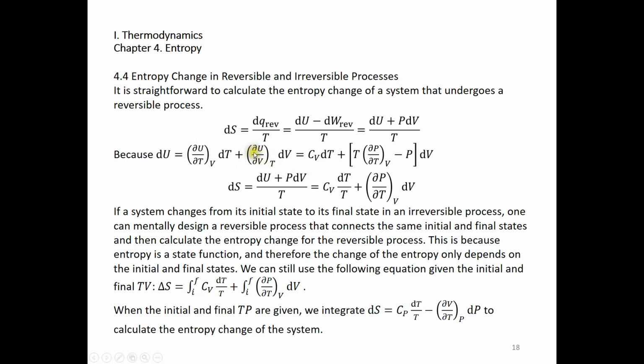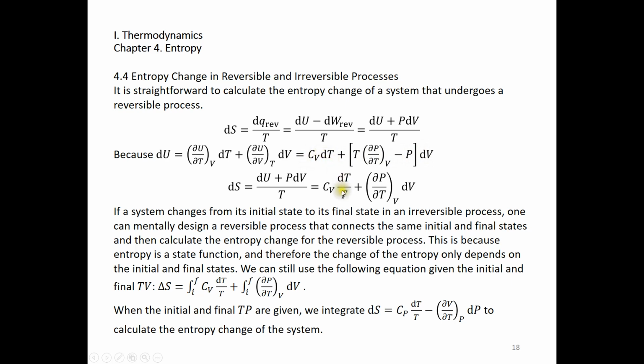Now, what about this (∂U/∂V) under constant temperature condition? In Chapter 5, we'll be able to prove this is equal to T times (∂P/∂T) minus P for all substances. Now we have this dU expanded into three terms. We replace this dU with these three terms, and then we have only two terms left because this positive PdV and this negative PdV cancel.